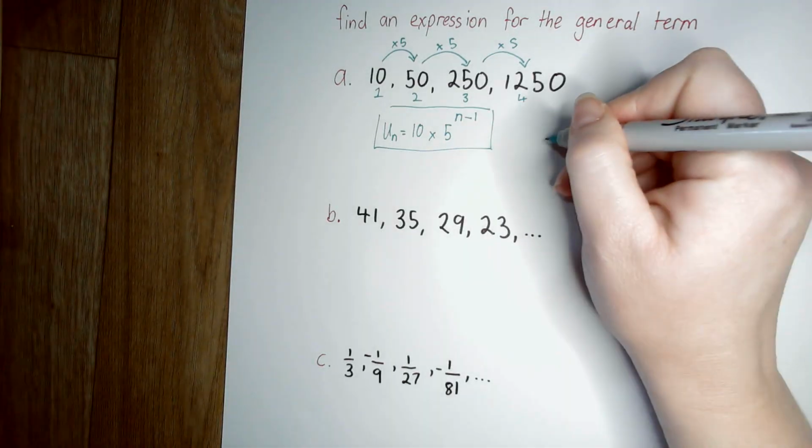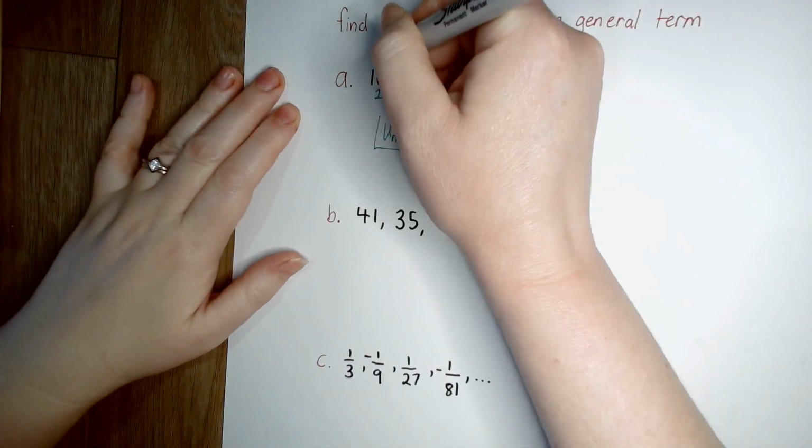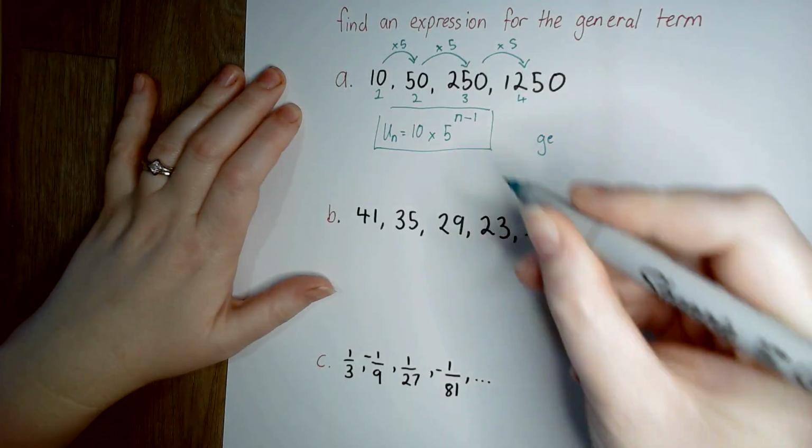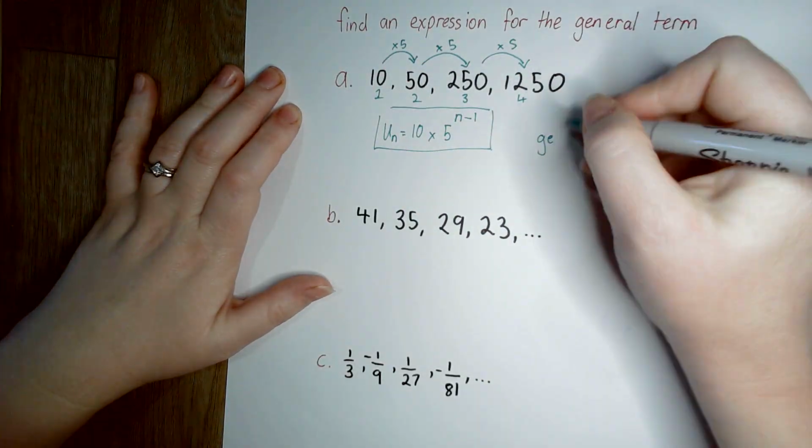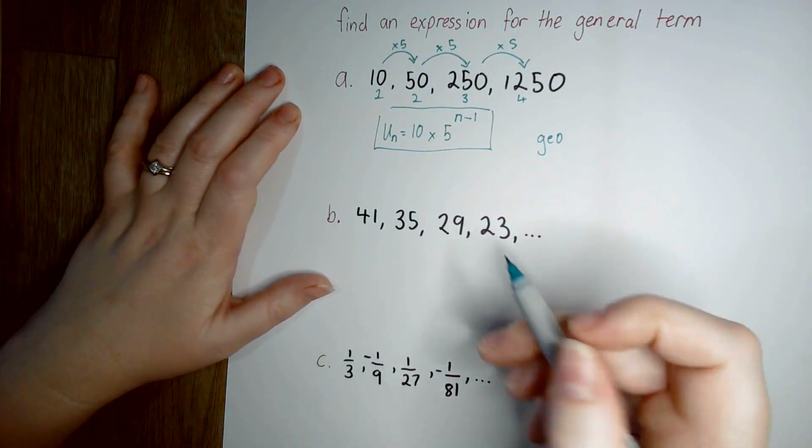Next one down, and this is a geometric sequence because we've got a common ratio, which means we're multiplying by the same thing each time. I'm just going to put geo.